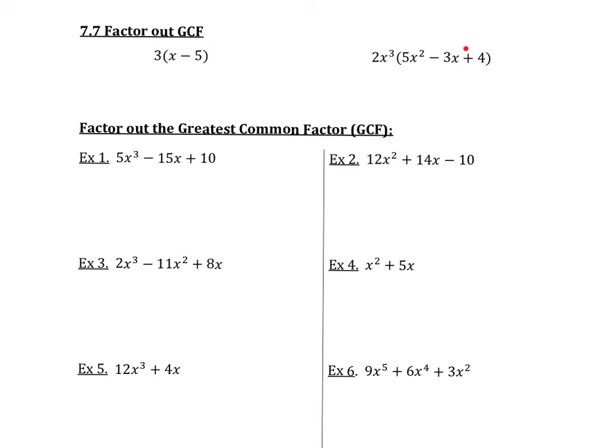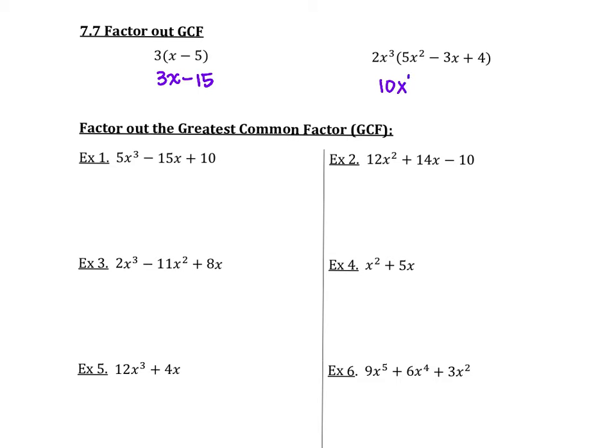I'm going to multiply these out, which is what we did at the beginning of the chapter. Remember, if I do 3 times x minus 5, I'm distributing or I'm multiplying. So this will be 3x minus 3 times 5 is 15. For the next one, it's similar. If I distribute to all three terms, 2 times 5 is 10.